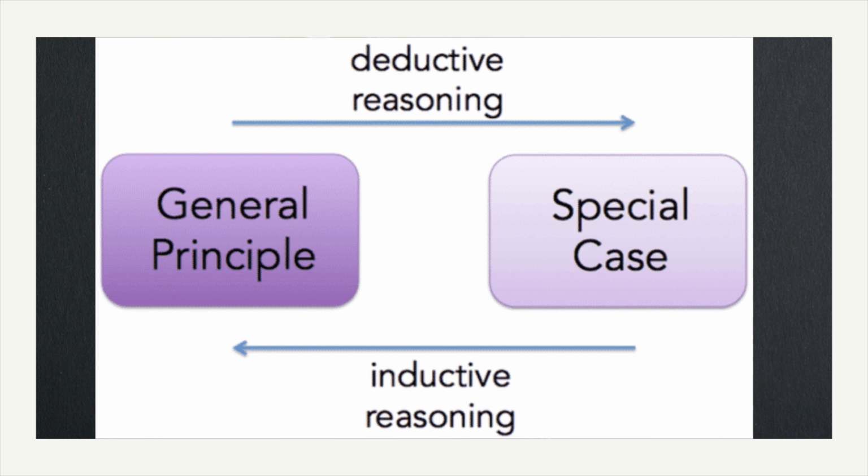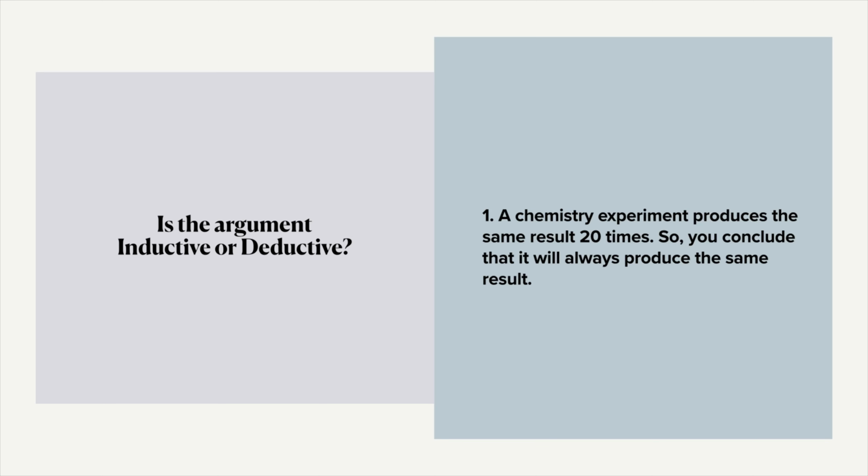It may be a good idea to contrast and compare the two types of reasoning with examples. Exercises such as this one may prove fruitful in helping your students to understand the difference between inductive and deductive reasoning. For a little bit of fun, go ahead and pause the video after each question and decide, is it inductive or deductive reasoning? A chemistry experiment produces the same result 20 times, so you conclude that it will always produce the same result. Is this inductive or deductive reasoning?